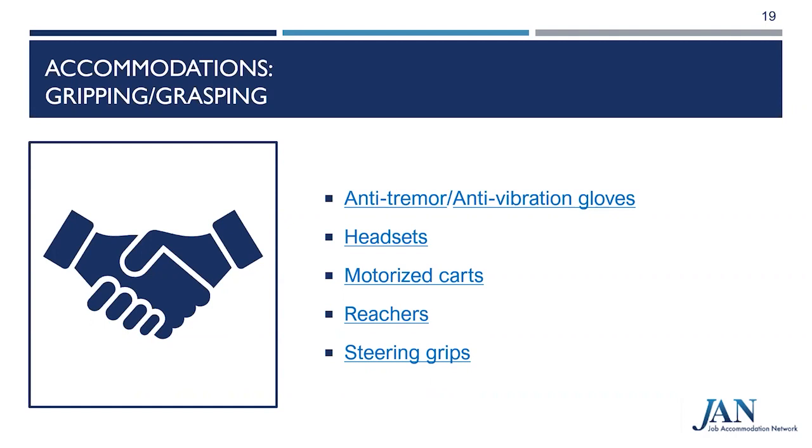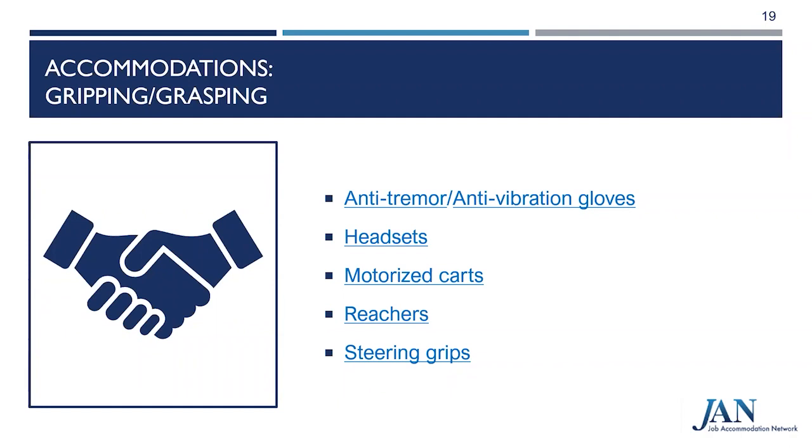Anti-tremor gloves are gloves designed to assist with fine motor tasks for individuals who experience tremors, while anti-vibration gloves dampen vibrations at a wide range of frequencies. Individuals affected by hand vibrations use anti-vibration gloves with materials that lessen the effects of vibrations for power tools, hammers, and other pneumatic devices.